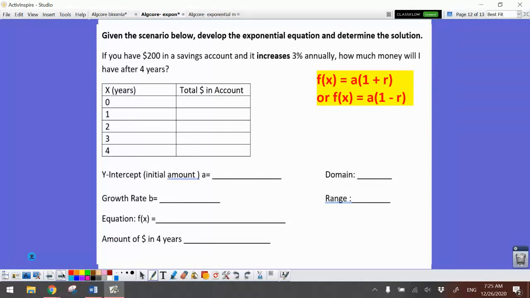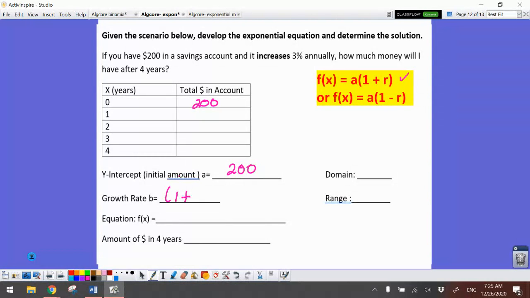Okay, so this time we're going to be putting money in a savings account. We're going to put $200 in a savings account, and it's going to increase 3% annually. So at time 0, I have $200 in my account. So my y-intercept is 200. That is my starting point. Now, am I going to use 1 plus r or 1 minus r? It's growing, so I'm going to use the 1 plus r.